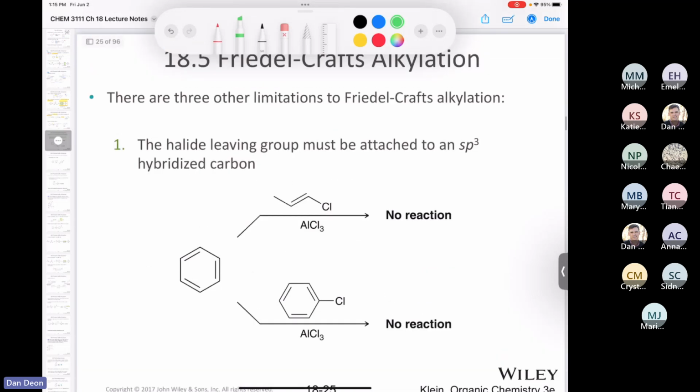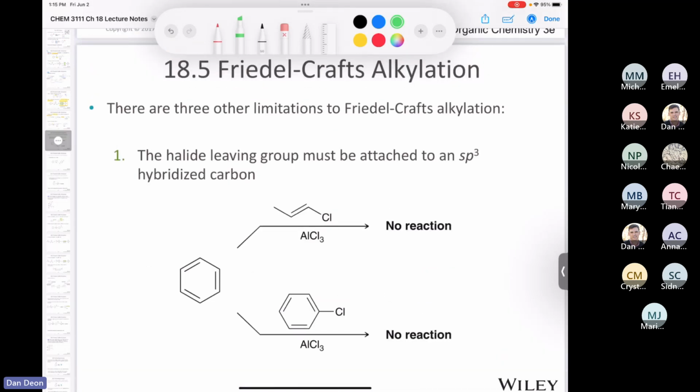So let's take a look here. These are things that you just need to memorize. So I'm going to put this in red letters here. Memorize these Friedel-Crafts limitations.